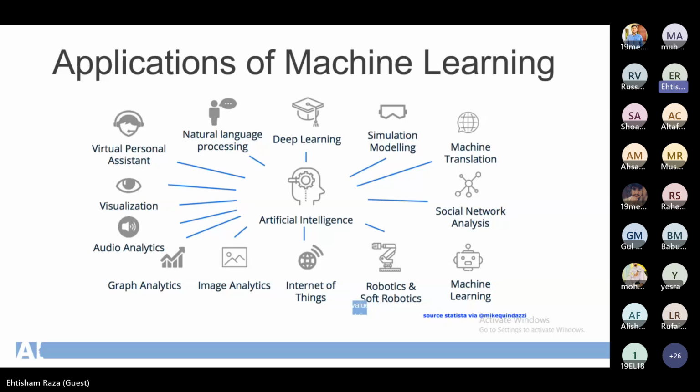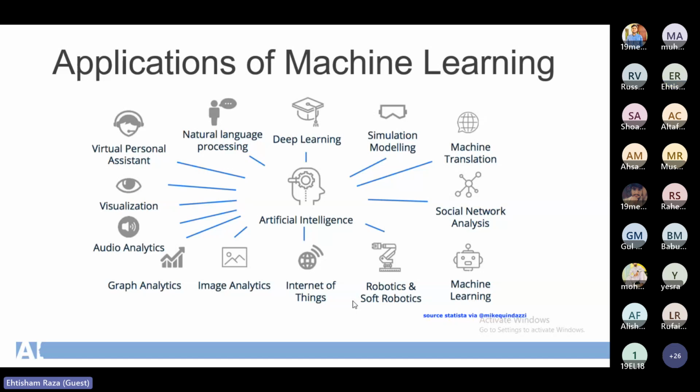Applications of machine learning in different domains. If you go for the virtual assistant, personal assistant, these days chatbots, customer care agents, all these are applications of machine learning, natural language processing. If you go for the different algorithms, they generate captions, all these things. This is all because of natural language processing. Deep learning is also a field of machine learning. Simulations: you see the simulation of your objects, all because of machine learning. Robotics, the Internet of Things, graph analytics, visualization, audio analytics, all are applications of machine learning.